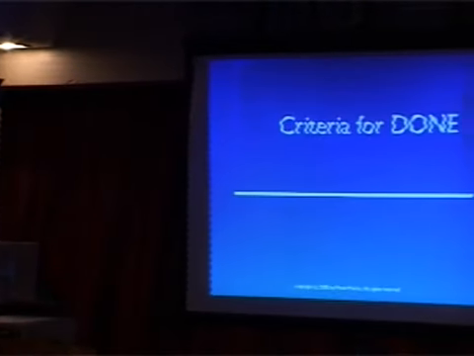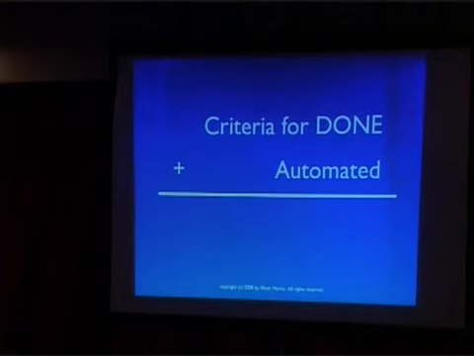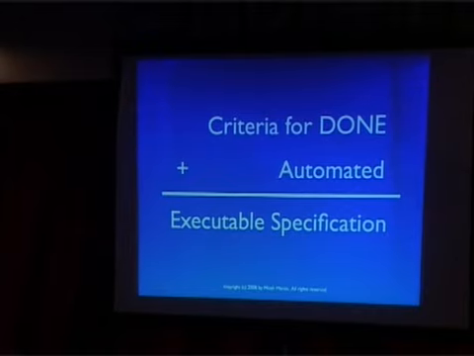Furthermore, the acceptance tests have to interact with the system. Right? If they're not interacting with the system, then you're not testing anything. So they have to be able to execute your code. We'll get back into automating a little bit later. When you take this into consideration, that acceptance tests are a criteria for being done with a story, and that they are automated, you get this term, which you may have heard, called executable specification.